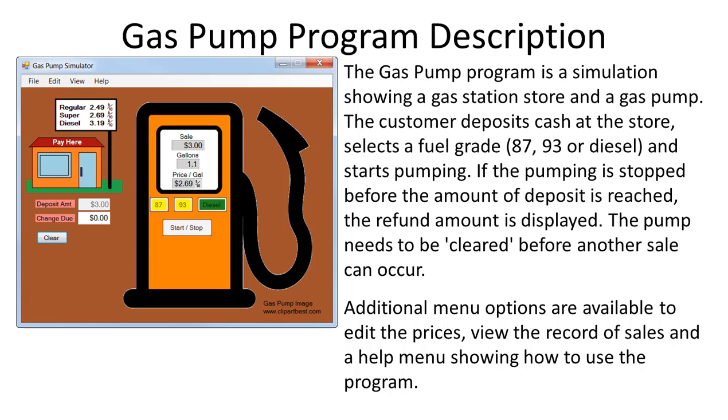The gas pump program is a simulation showing a gas station and a gas pump. The customer deposits cash at the store, selects a fuel grade, 87, 93, or diesel, and starts pumping. If the pumping is stopped before the amount of deposit is reached, the refund amount is displayed. The pump needs to be cleared before another sale can occur. Additional menu options are available to edit the prices, view the record of sales, and a help menu showing us how to use the program.